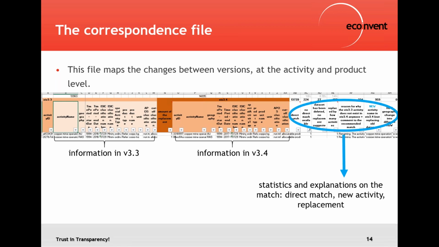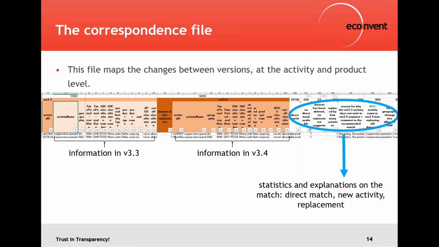All the information here tells you how this matching is being done. It gives you statistics on whether it is a direct match or not, and it always gives you an explanation of how the match is done and why. Most likely you will find three cases. You will find a direct match, so an activity existing in 3.3 is now matching an activity in 3.4, nothing to say.